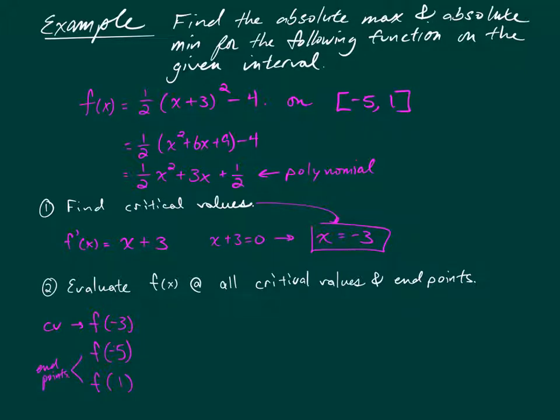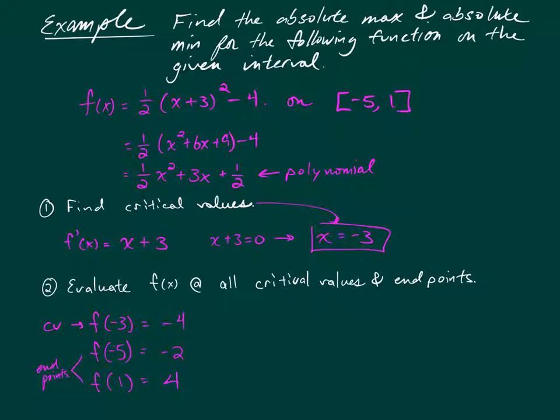So f of negative 3, all we have to do is substitute this -3 in here for x. You will end up with -4. Similarly, you can substitute -5 in here for this x, or even down here for these x's. This is the multiplied out version of this. And you'll end up with -2. And over here with the last one, you'll end up with 4. So that's it. Evaluate all of those things.